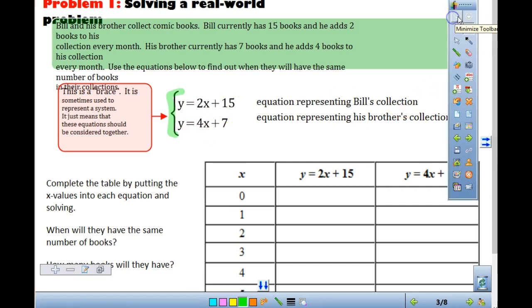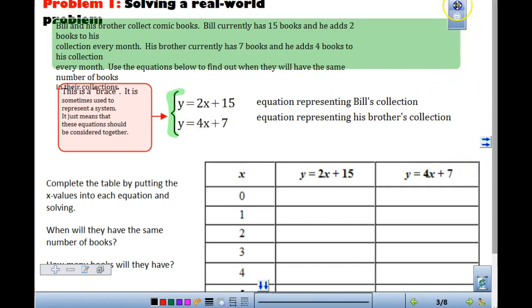So the first thing we are asked to do is fill in this table. If we replace x with 0, let's write above this, this is going to be Bill's comic books. Please write Bill's comic books. This would be his brother's comic books, right? What would the X stand for? What is the X if the Y is their number of comic books? X is going to be our months, because we're talking about each month.